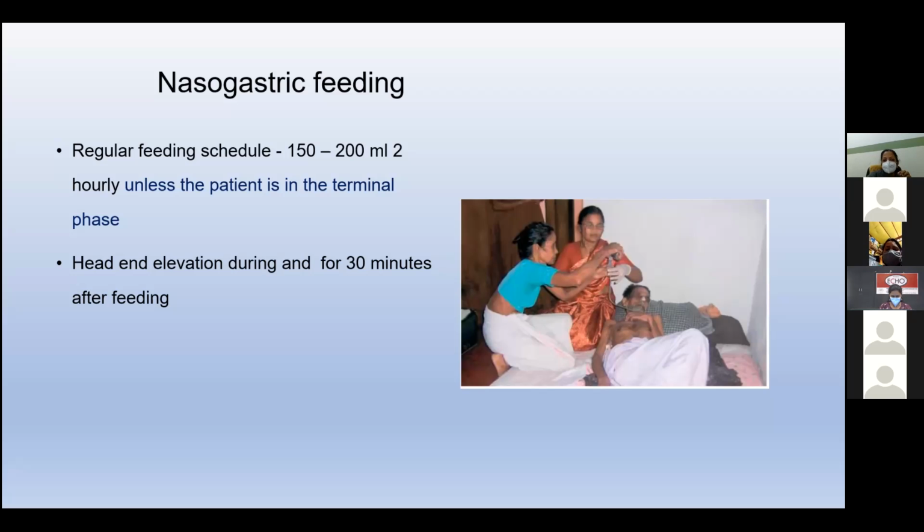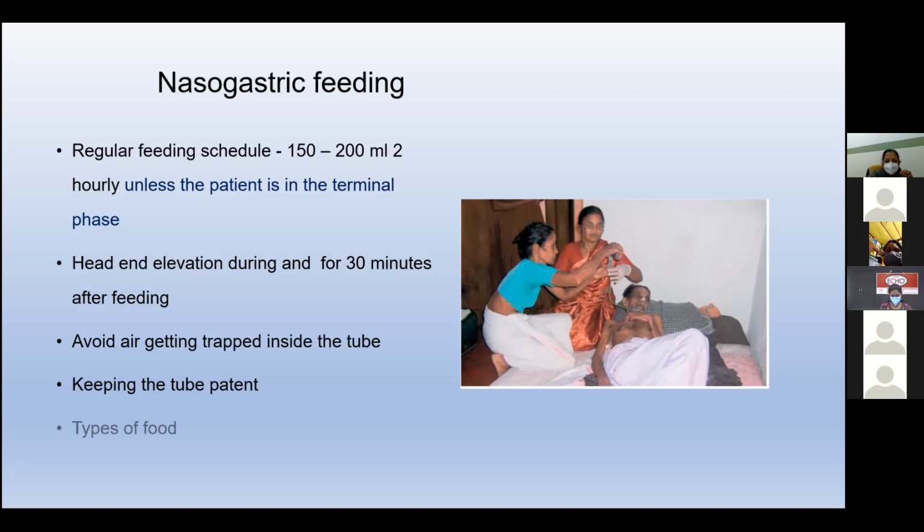Elevation of head is required during the feeding, and for a minimum of 30 minutes after feeding, so that there is no backflow and the patient should not feel fullness. Always check for any air trapped in the tube, because then your feeding will not proceed. Aspiration is also there, right? If you aspirate more than 50 ml, you skip the feed and inform the doctor.